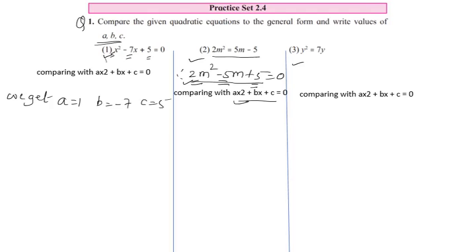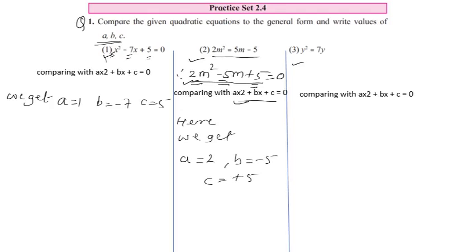That means here we get A equal to 2, B equal to minus 5, and C equal to plus 5.